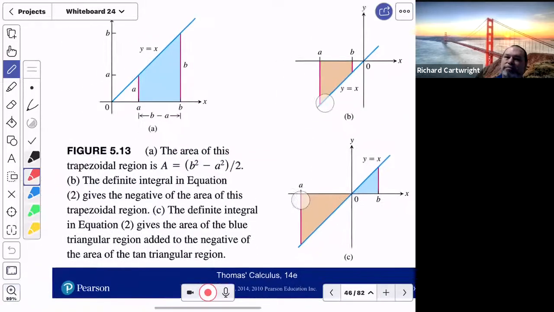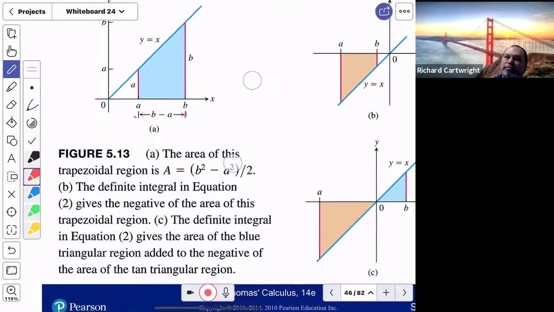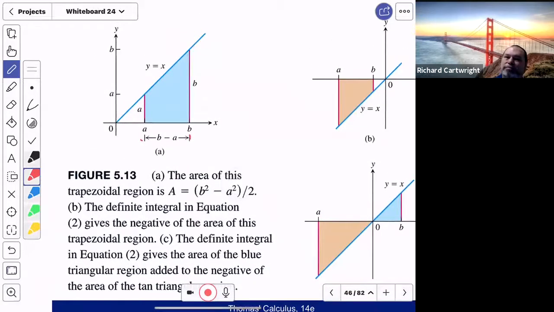Look at this, y is x. Look at a to b. What if I didn't have that full triangle? What if I was going from 1 to 5? Do you need calculus to get the answer? Anybody? Do I need calculus to get the answer?